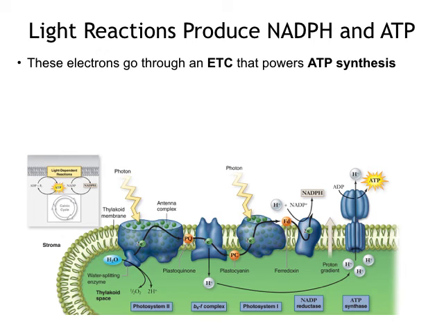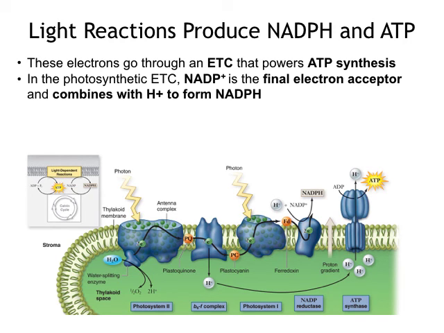And as these hydrogen ions accumulate inside the thylakoid space, they're going to create a concentration gradient, which is going to drive their movement through ATP synthase to generate ATP. So honestly, very similar to cellular respiration in this aspect.